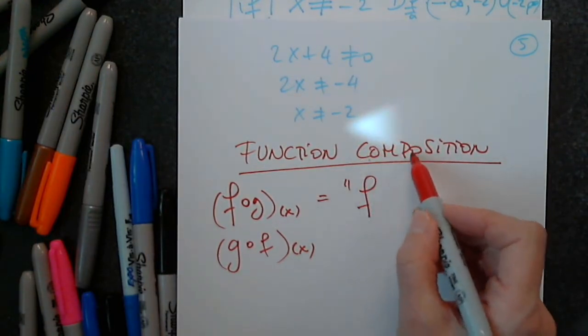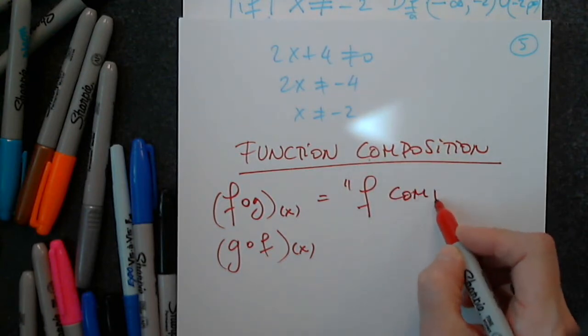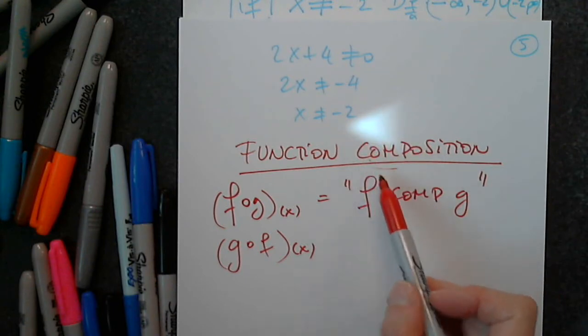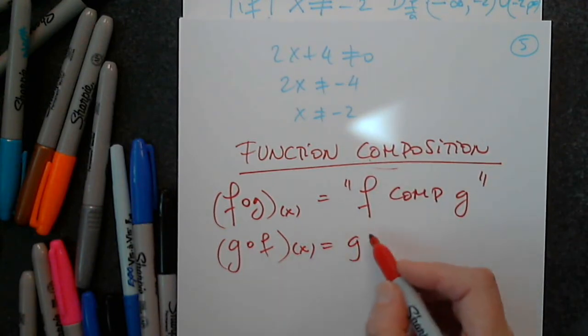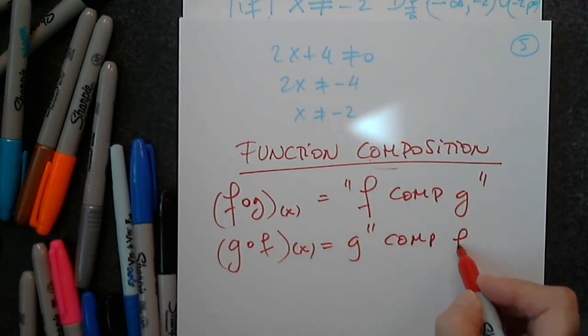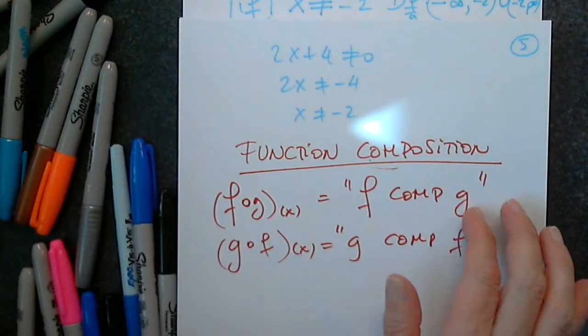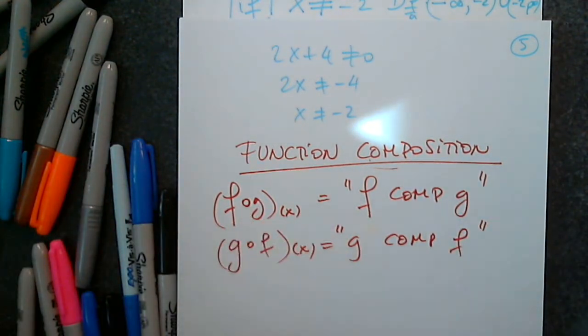F comp g. Or in this case, g comp f. I didn't mean to put it there. So you can also read it the composite of f and g. If you don't like f comp g, you can say the composite of f and g. If you don't like g comp f, you can say the composite of g and f.